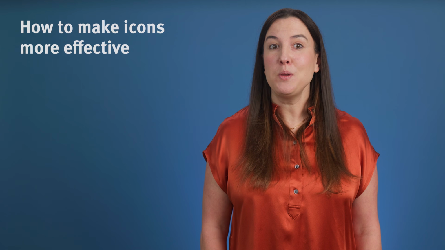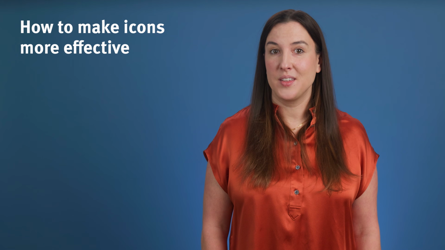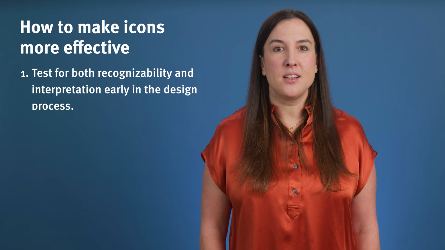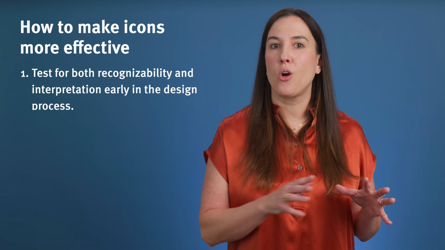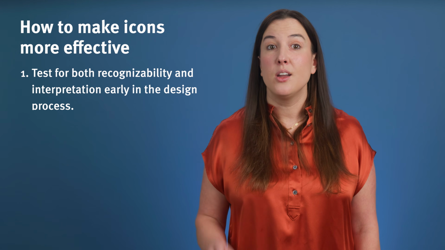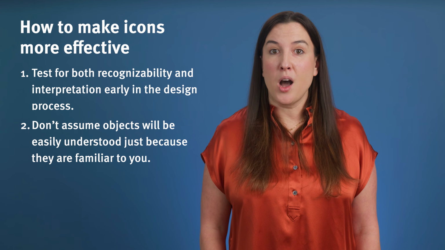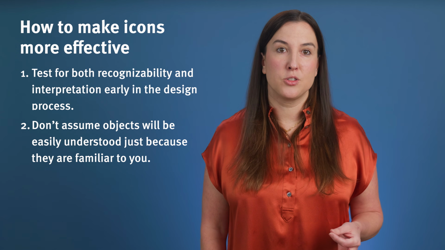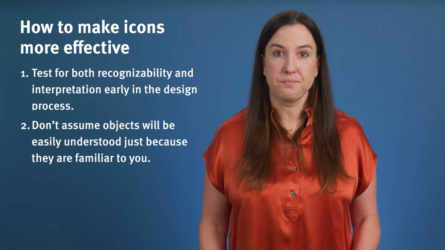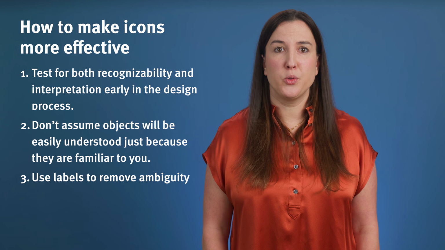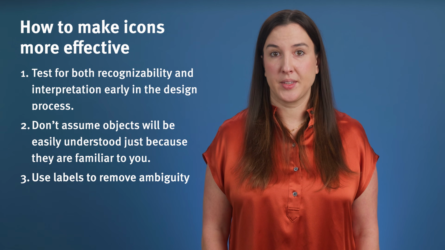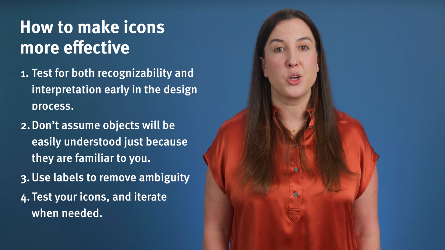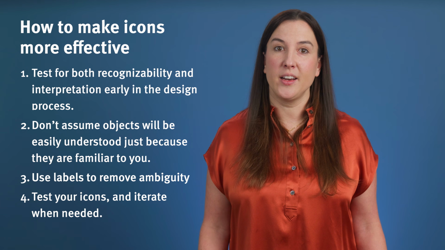So, how do we make icons more effective? Here are some tips. 1. Test for both recognizability and interpretation early in the design process. 2. Don't assume objects will be easily understood in your interface just because they're familiar to you and those around you. 3. Use labels to remove ambiguity whenever possible. And finally, test your icons. If an icon is frequently misinterpreted, it's time to iterate.